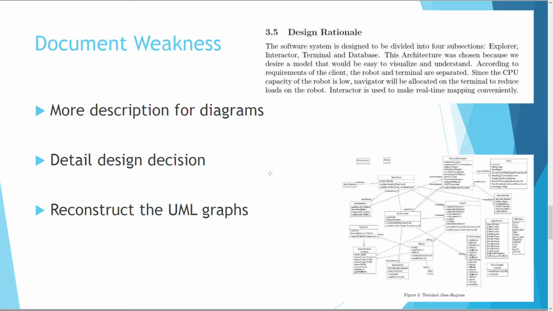And the last one, the UML graph. Sorry to block the diagram, but you can still see that the UML graph is messy, and it's difficult to recognize the interaction between the interfaces. That's the main weakness of our document.